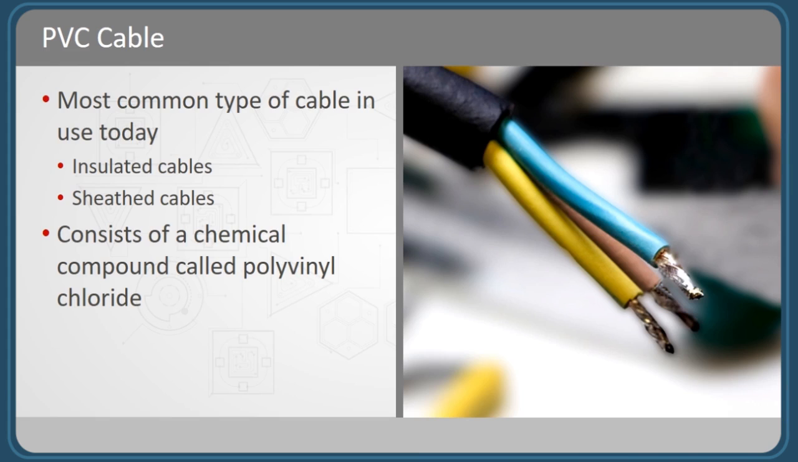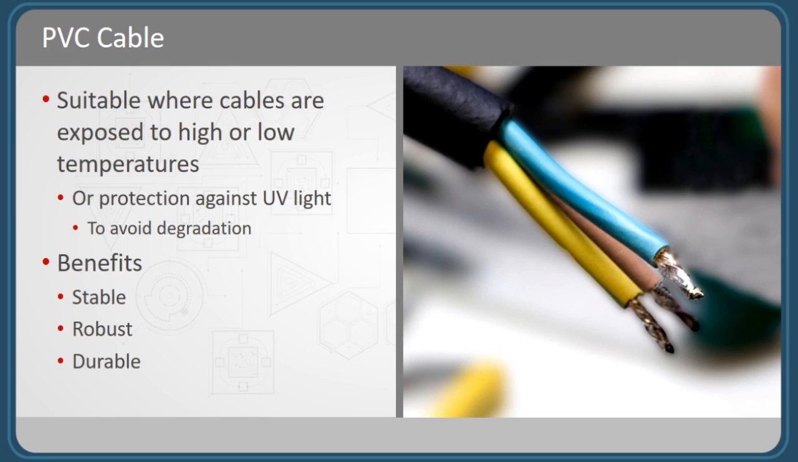So you need to ensure that if you are running cable through a plenum, that it would not be traditional PVC cable. It's suitable where cables are exposed to high or low temperatures, or to provide protection against UV light to avoid degradation. And it does have the benefits of being stable, robust, and durable, but standard PVC cable is not plenum rated.